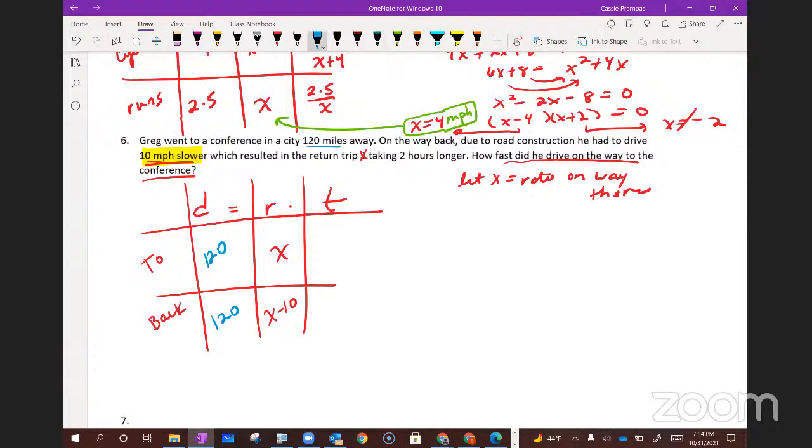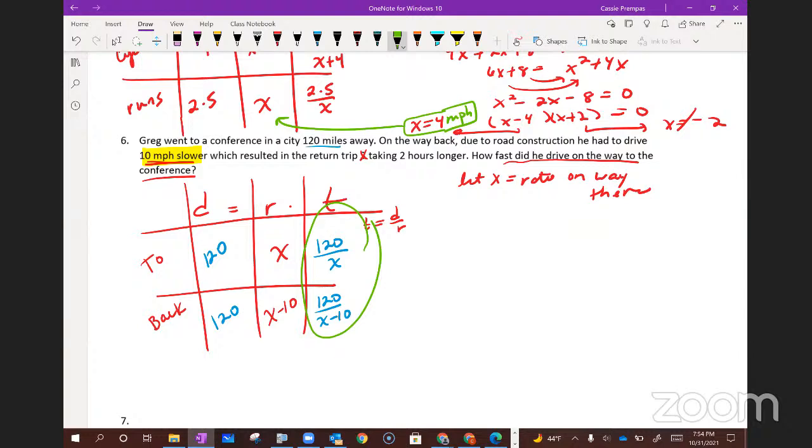Now you can look at the notes again, but time can be found by taking distance divided by rate. So I'm going to use this as 120 divided by x, and this is going to be 120 divided by x minus 10. Finally, we have to set up an equation using the last column filled in. So what does it say about the time? It says it resulted in the return trip taking 2 hours longer.